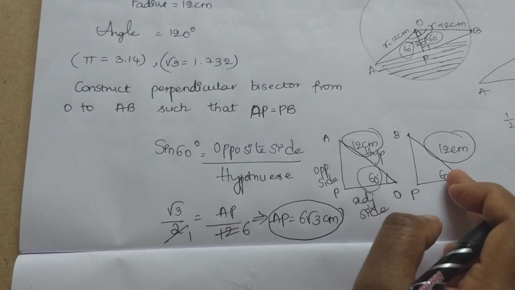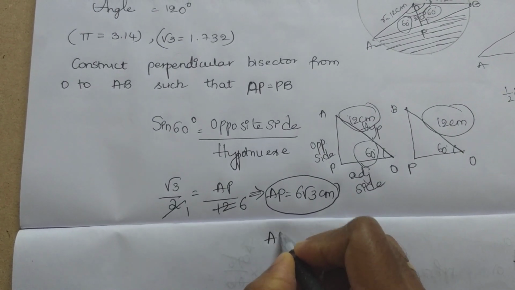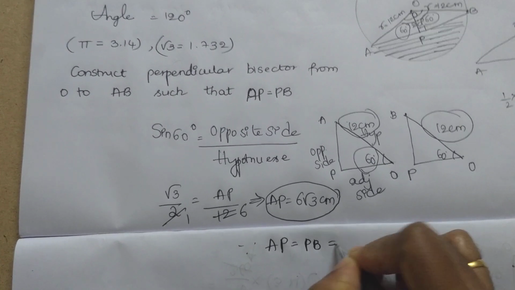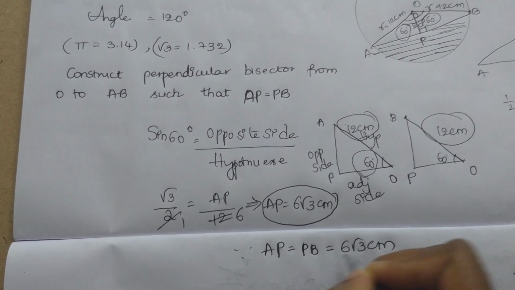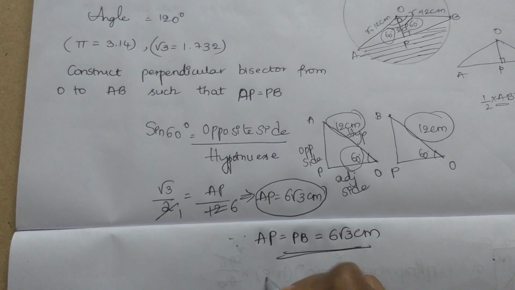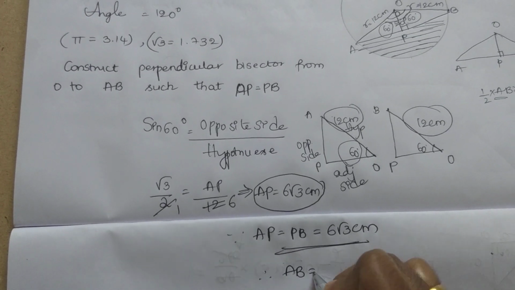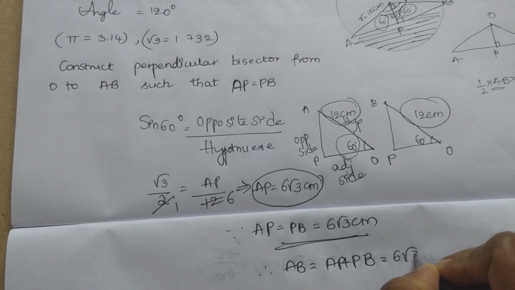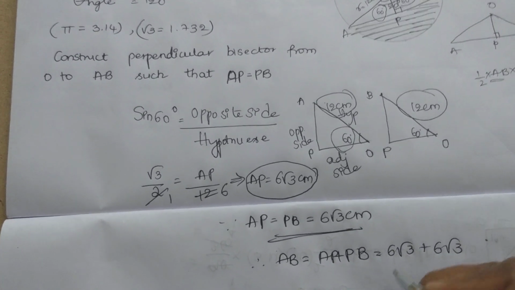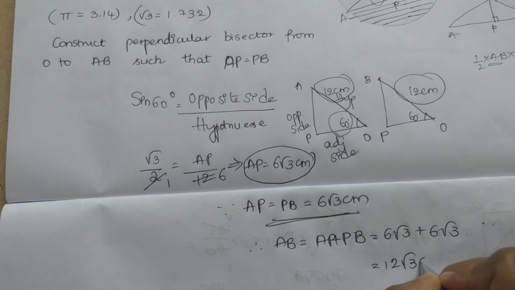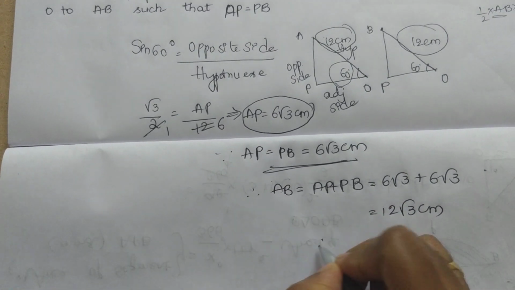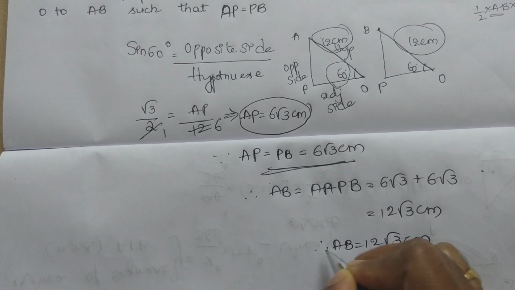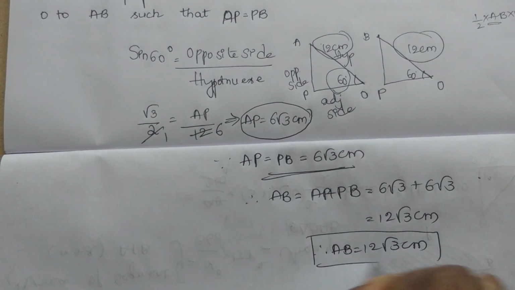Since AP equals PB, that is equal to 6 root 3. For this also it becomes 6 root 3 centimeters. Therefore, AB equals AP plus PB, that is equal to 6 root 3 plus 6 root 3. How much does it become? It is 12 root 3 centimeters. So AB value you got as 12 root 3 centimeters. Put it in a box.